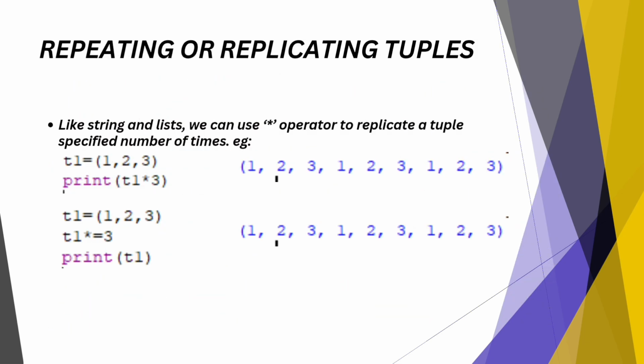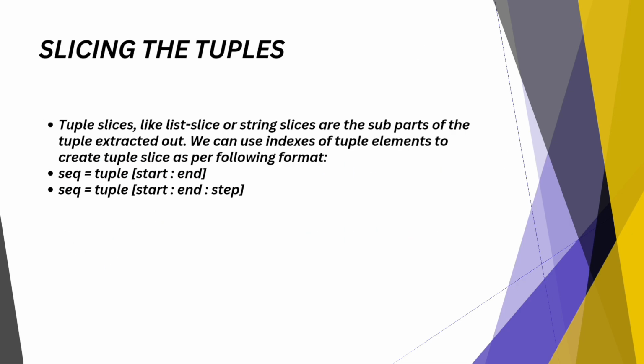Now repeating or replicating a tuple. Like string and list, we can use the star operator to replicate a tuple a specified number of times. Here 1, 2, 3 we are replicating 3 times. So it will be printed 1, 2, 3, 1, 2, 3, 1, 2, 3. A tuple you can multiply with an integer. Multiply here means the replication operator. t1 *= 3, again the same result will be there, 1, 2, 3, 1, 2, 3, 1, 2, 3, but the second operand should be an integer.